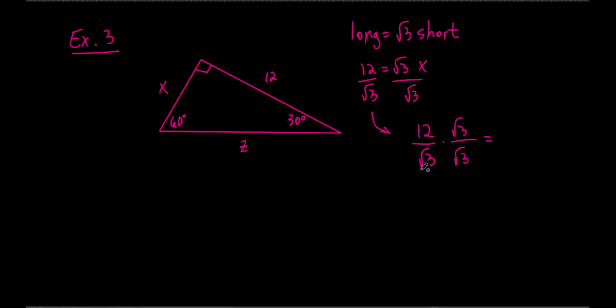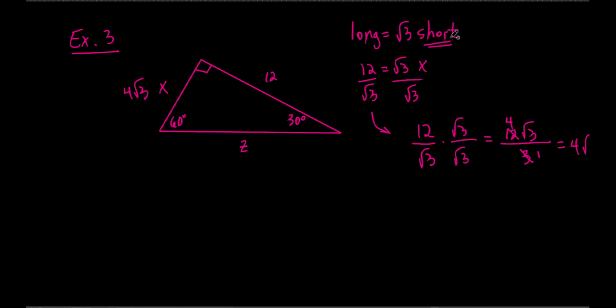Why do we do that? Because of this step right here. Square root of 3 times square root of 3 is just 3. And this is 12 square root of 3. Do we leave it like that, though? No, because 3 goes into that, 3 goes into that, so it's what? 4 square root of 3. Okay? So that's what x is. It's 4 times the square root of 3. And that's important because that's my short side, all right?